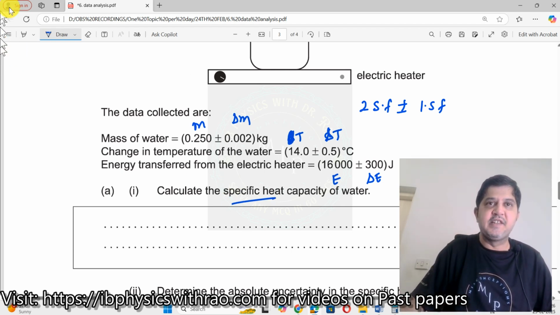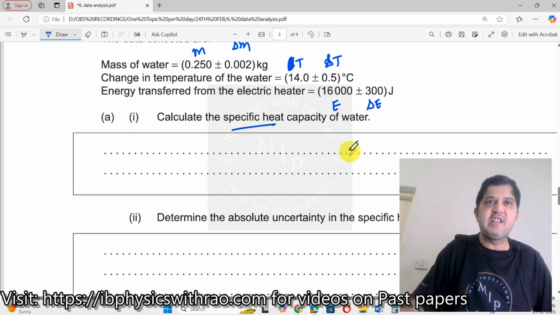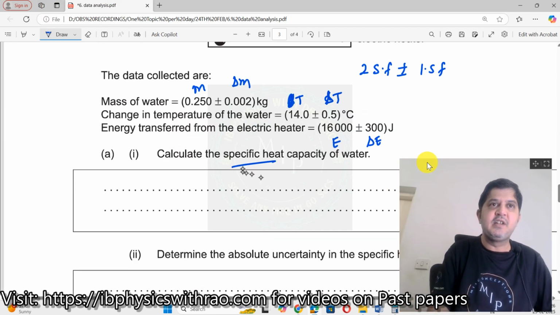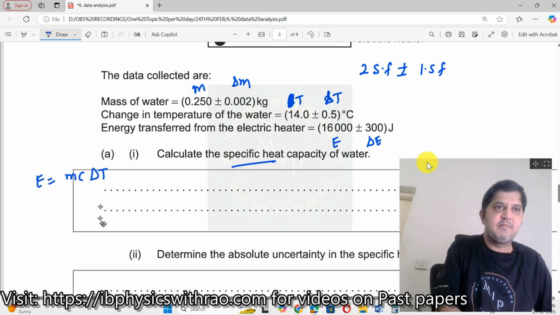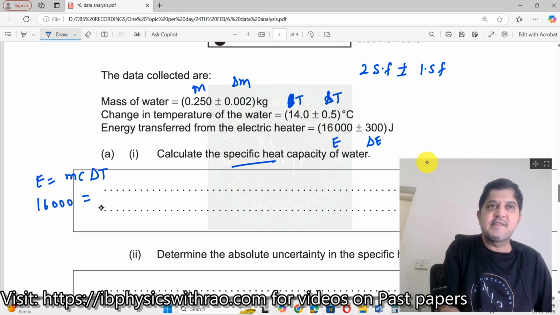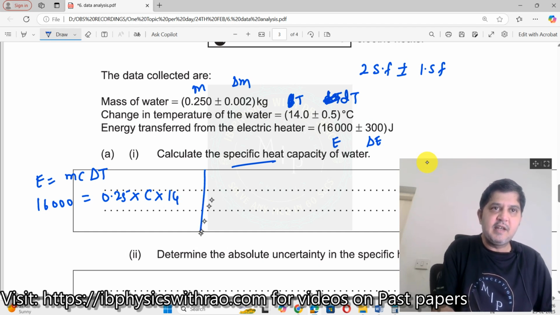Now let us start with this. Calculate the specific heat capacity of water. Simple question. We can write E is equal to mc delta T. E is 16,000, equal to mass, which is 0.25, multiplied by C, multiplied by the change in temperature, which is 14. I'll put delta T here, so the change in temperature here is 14. So calculate the value of C.